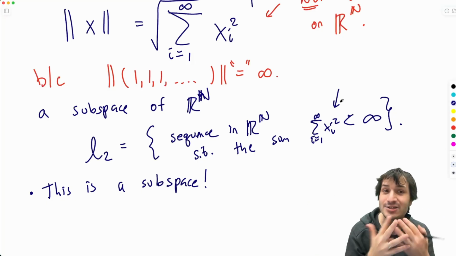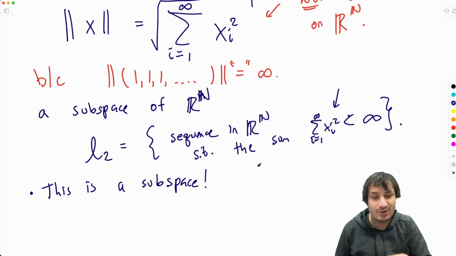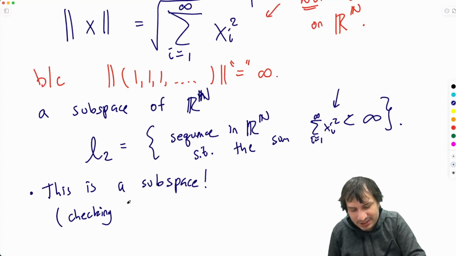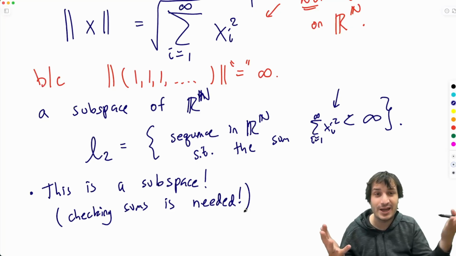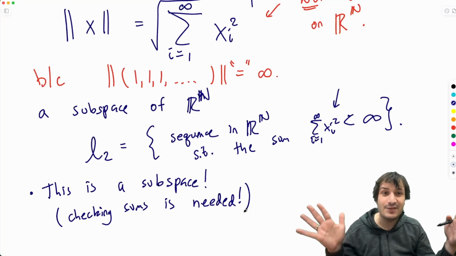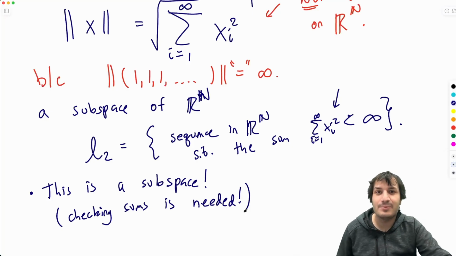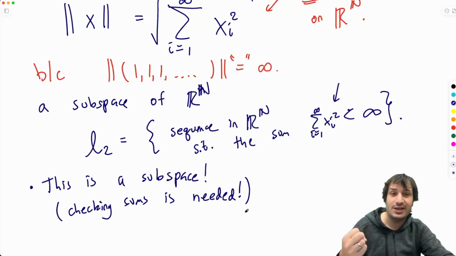If you add two sequences, would you get something that is less than infinity? That is a little bit trickier. This is done in the textbook, but I won't do it here. Checking sums may be trickier, but actually it's not so hard. If you have one sequence whose sum of squares is finite and another sequence whose sum of squares is finite, and you add them together, is the sum of the squares of that finite? Again, you would need to check that, but it is true. And so l2 is a subspace of R^N because it is closed under addition and scalar multiplication.